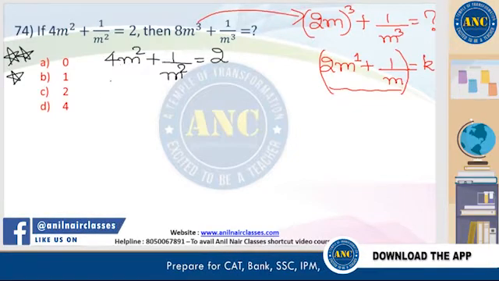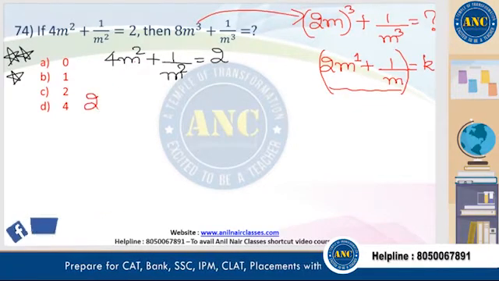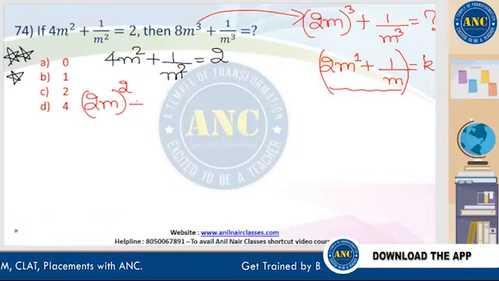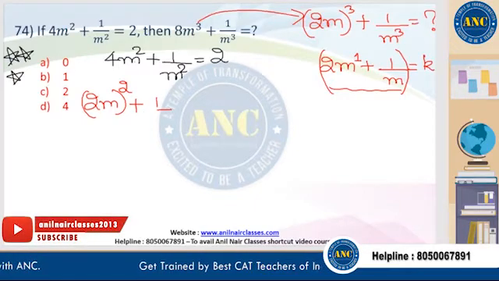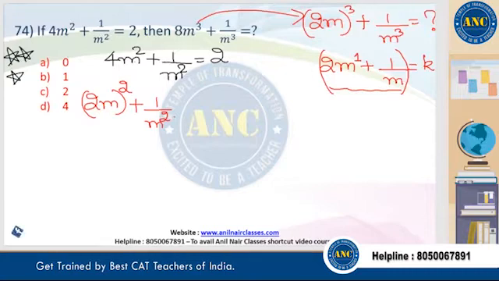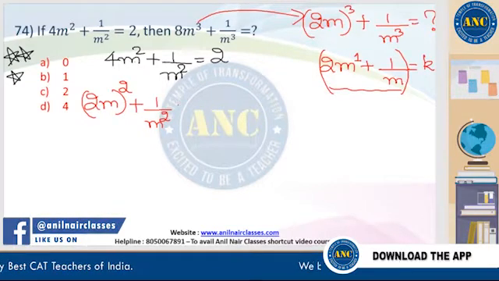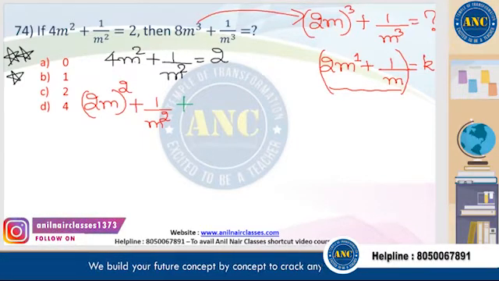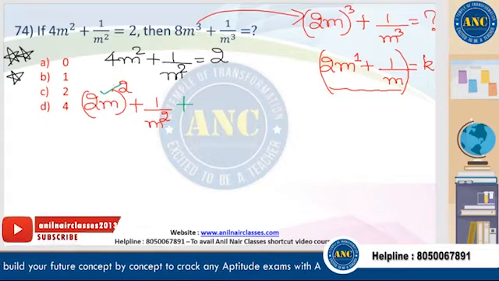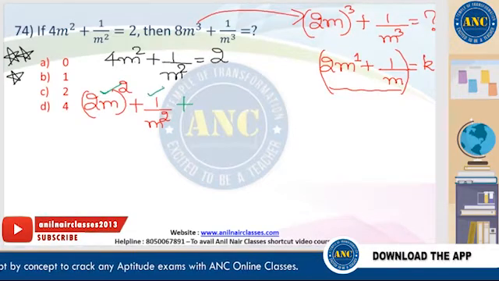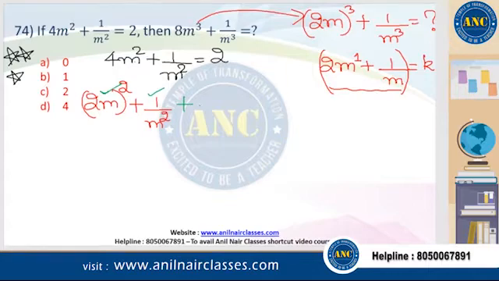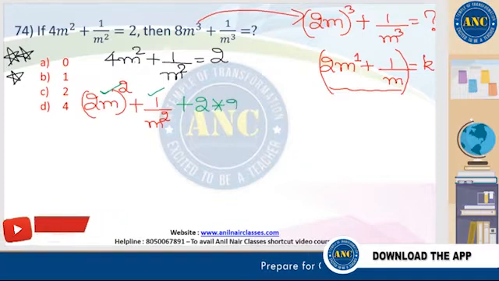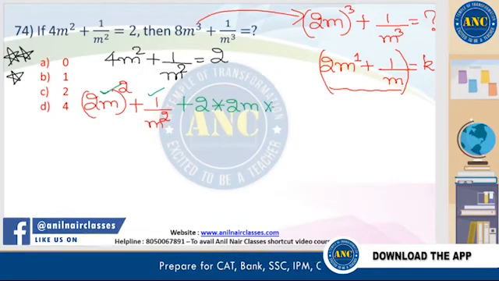Listen to this carefully. Can I say that this 4m square, I will write it as 2m whole square, plus 1 by m square, I will write it as it is, in square format itself. Now, we know that a plus b whole square, let me use a different color for your better understanding, is a square, that a square term I have here, plus b square, b square term also I have it here, plus 2ab. It is 2 into a value, which is nothing but 2m, plus b value is nothing but 1 by m.